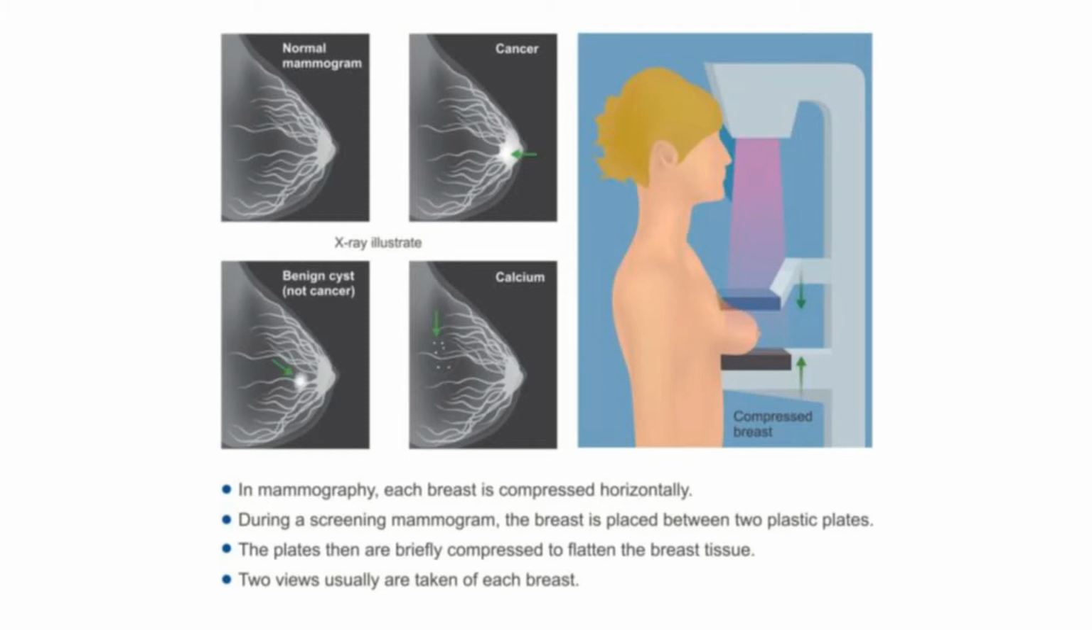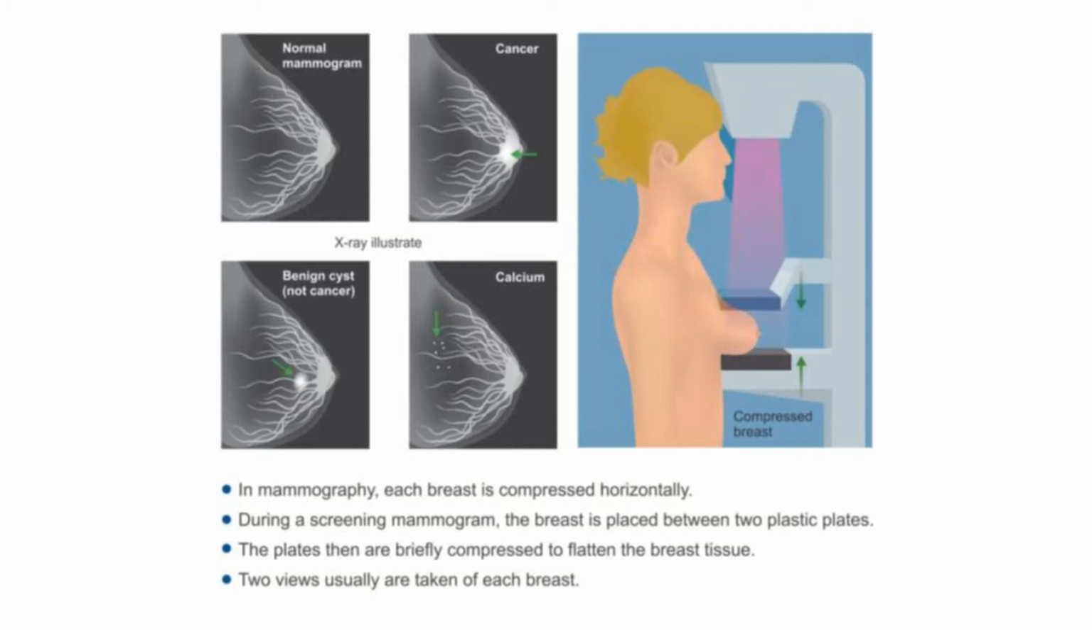You can see 4 different images here. We have a normal mammogram on the top left showing normal breast tissue, and then the top right shows a little cancerous lesion that is pointed to by the arrow. You can see also the benign cyst on the bottom, as well as just calcium deposits. So there are many different readings for these mammograms that could occur.